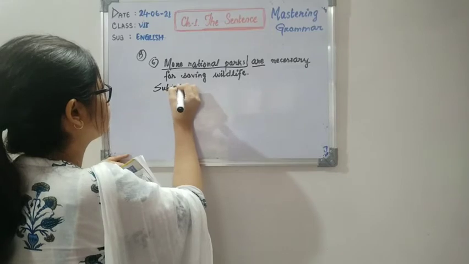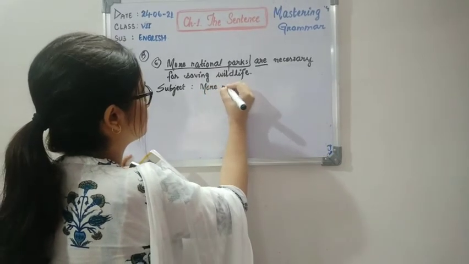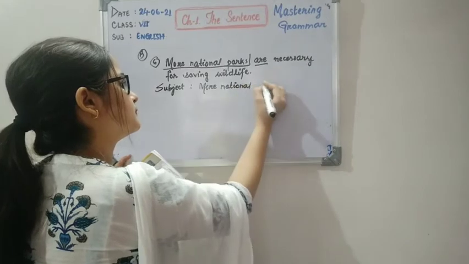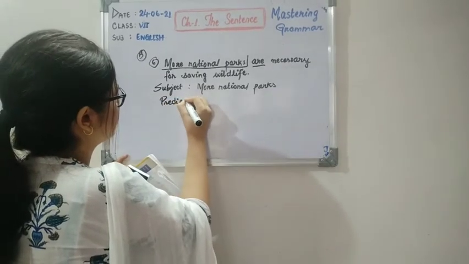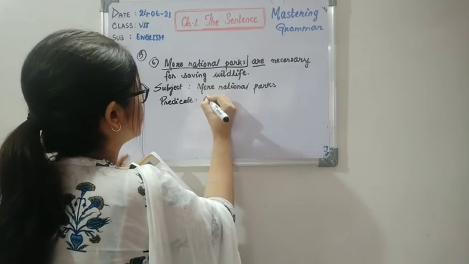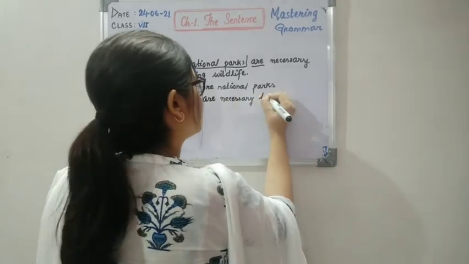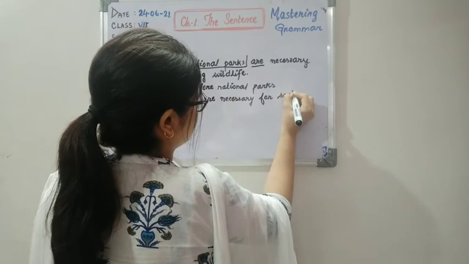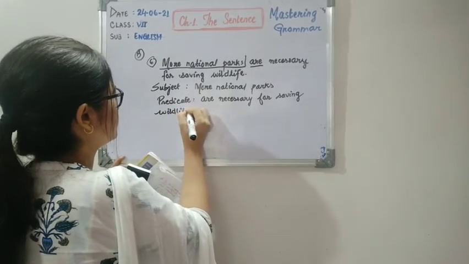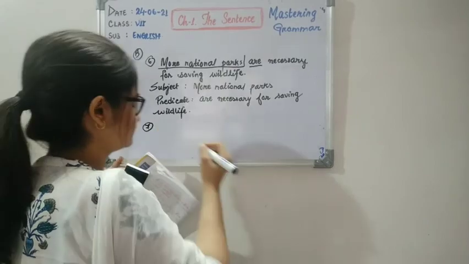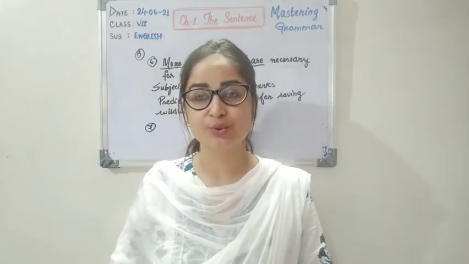So which is the subject? Subject is more national parks and predicate is are necessary for saving wildlife. Okay children, so this is number 6. Now moving to number 7. John and Ramesh are selected as school captains.